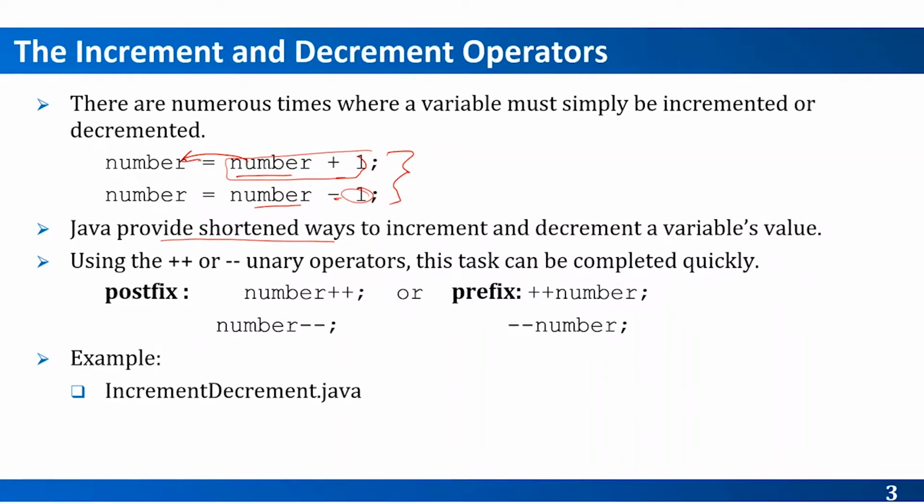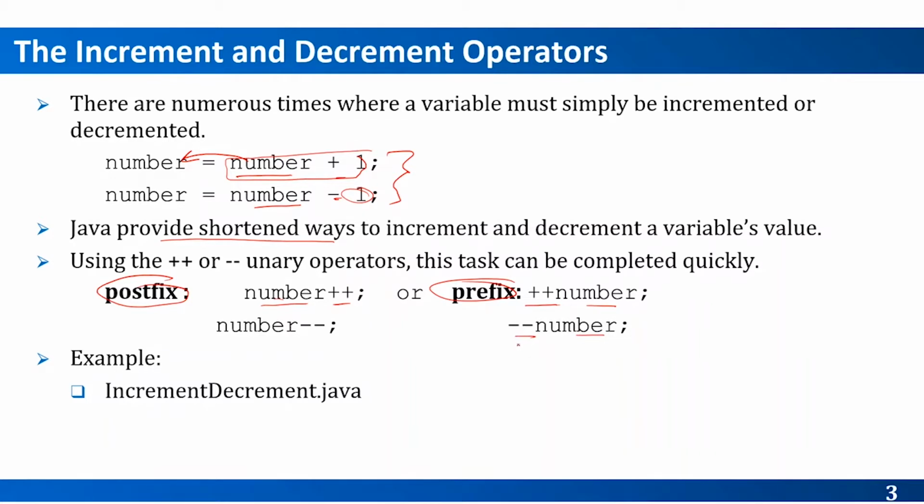Instead of repeating the same variable twice, you could just simply say, I would like to increment number by 1. So number plus plus is going to increment the number by 1. Number minus minus is going to decrement the number by 1. This is the postfix format of it. There is another, I wouldn't say equivalent, another prefix format in which you say plus plus number, minus minus number.